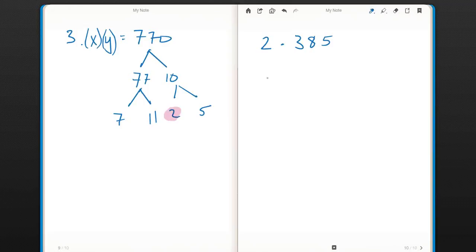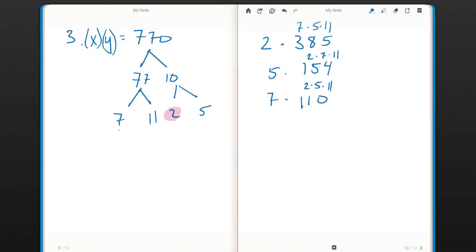I could say it's 5 times. If I use the 5, then 77 times 2 is 154. 7 would be times 110. I could find all of the numbers. If I use the 2, then I have to multiply 7 times 11 times 5 to get 385. If I use the 5, I have to do 2 times 7 times 11. If I use the 7, it's 2 times 5 times 11.